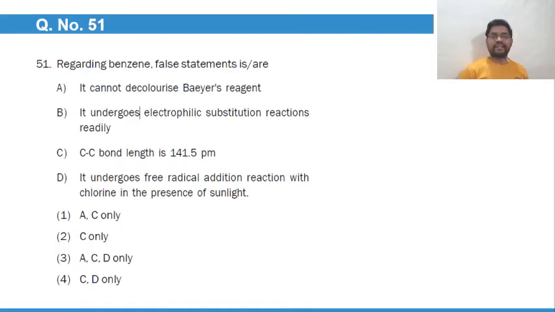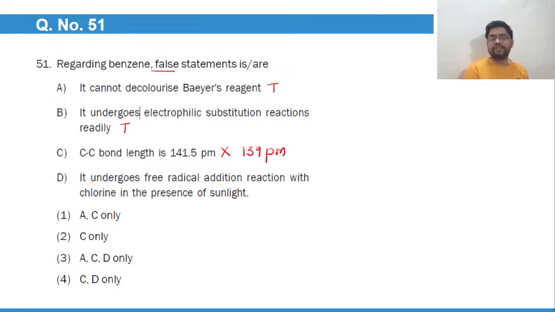The first question that came in this examination was regarding benzene. Find the false statement. It cannot decolorize Bayer's reagent. That is true. It undergoes electrophilic substitution reaction readily. That is true. Again, this statement is true. C-C bond length is 141.5 picometer. That is false. It is around 139 picometer.